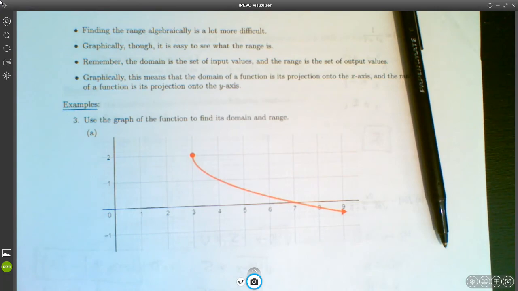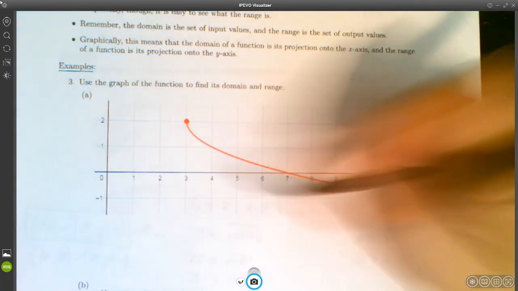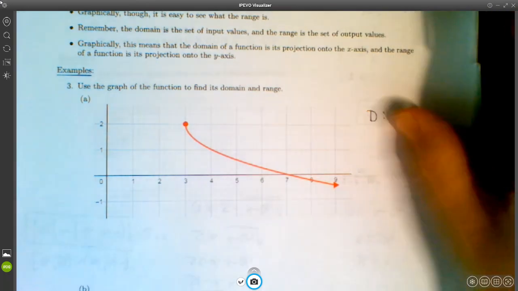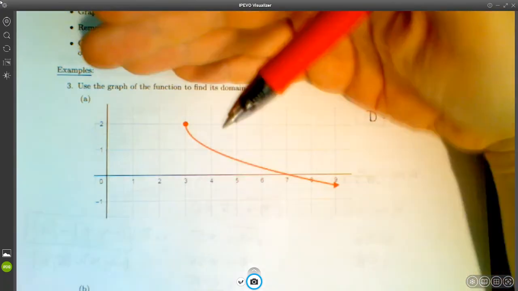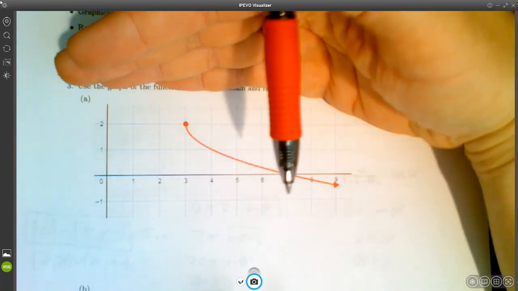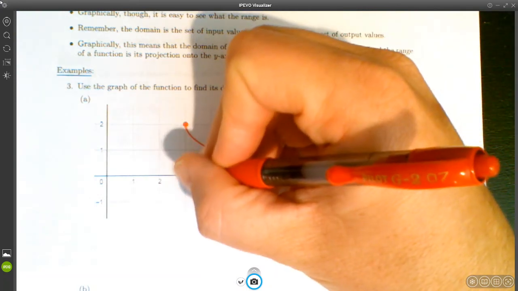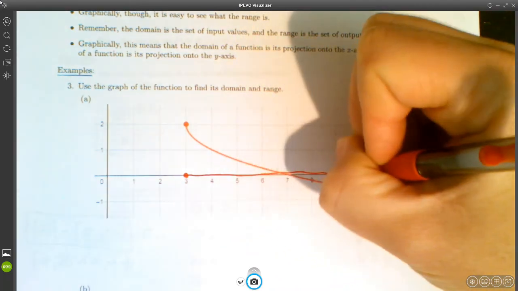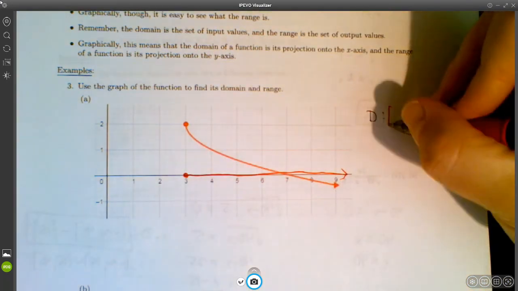Okay, so if I were given this function, even if I didn't know what the function was, if I was just looking at the graph of this thing, I can still figure out its domain and range, okay? So the domain is going to be the projection onto the x-axis. If I were to squish this graph straight down onto the x-axis, what values end up getting covered? So this value gets covered, and then every value to the right of it also gets covered. So the domain looks like it's going to be 3 to infinity, including the 3.